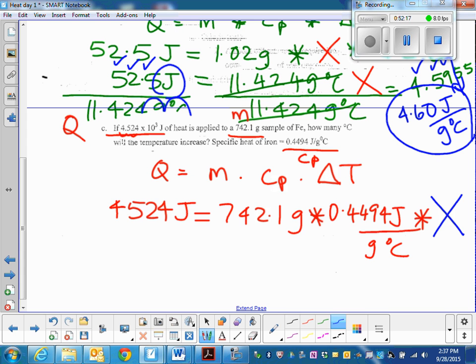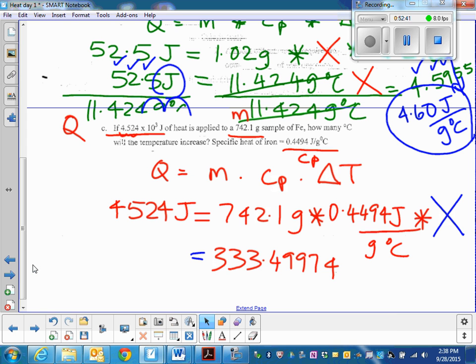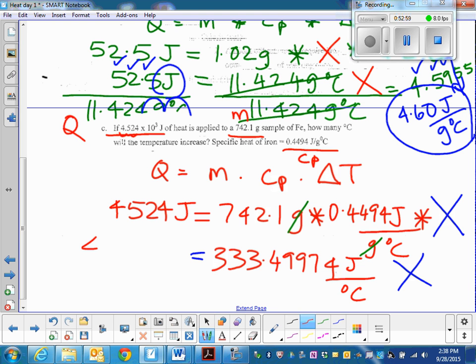What do I do with these two numbers now? Multiply them. So 742.1 times 0.4494. I get 333.49974 X, right? But before that I have to write my units. My grams and grams will cancel. So what is the only unit I am left with? Joules, degrees Celsius, and X. So if I need to solve for X, what do I do?